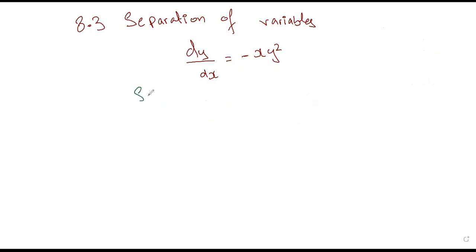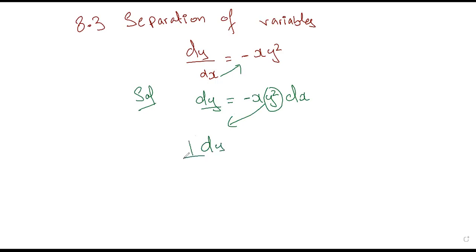So I need to solve this. And how do I do that? I'll take dx to that side and I'll get dy equals minus x y square dx. And I can take y square to this side because I have dy here. So I will have dy times 1 by y square equals minus x dx. Is it clear?